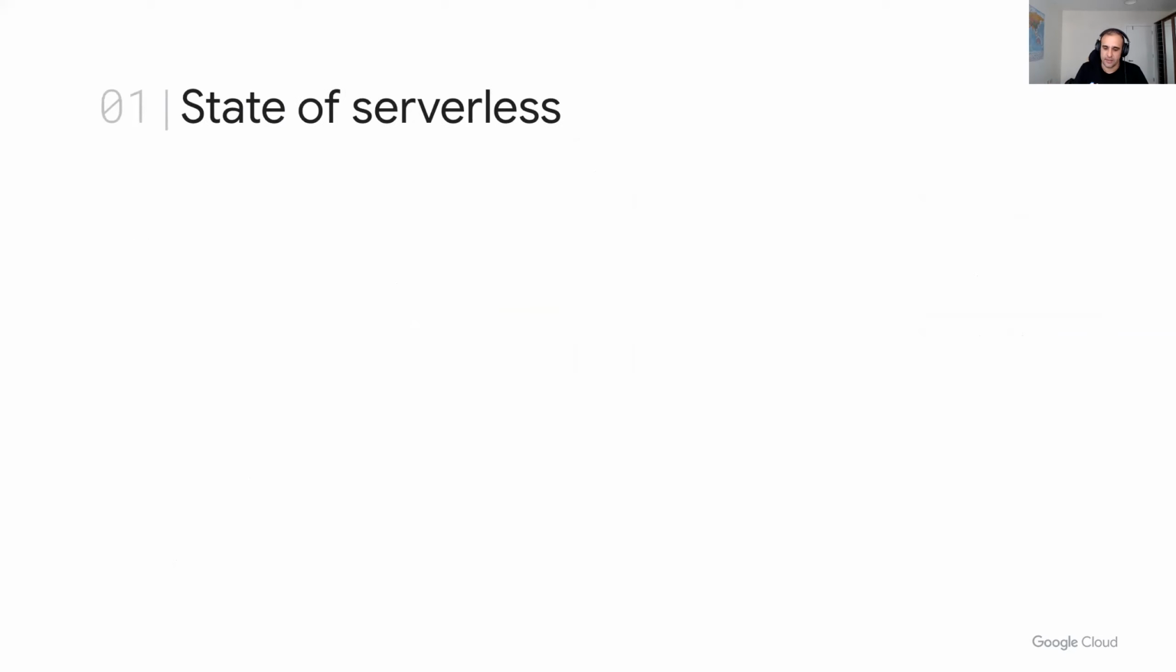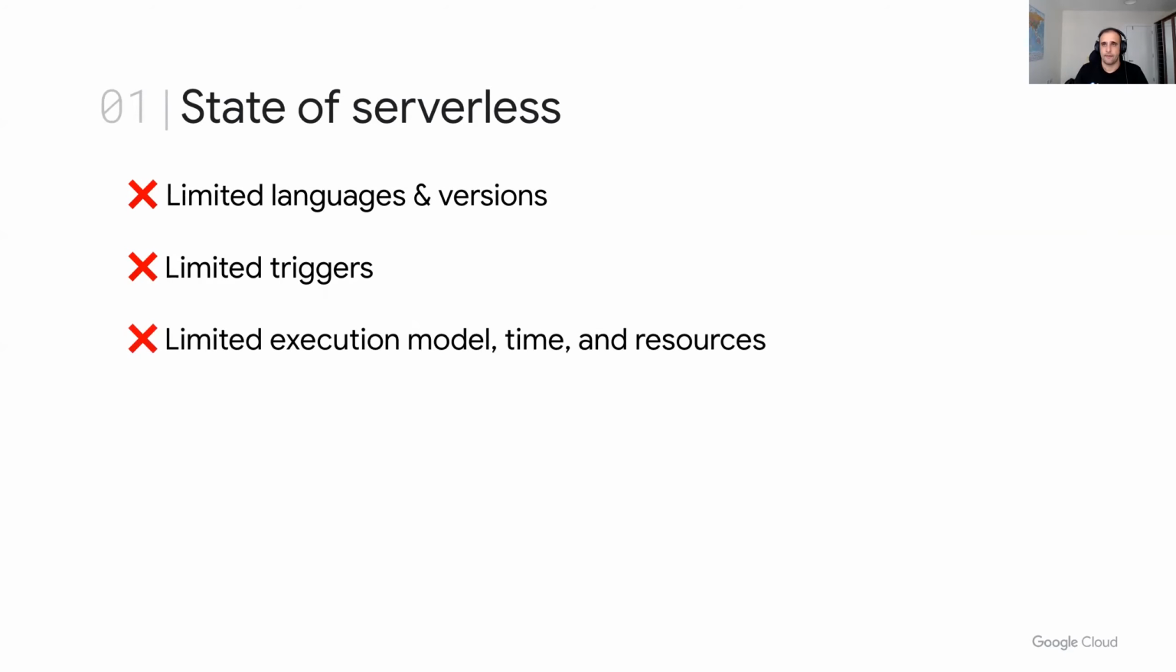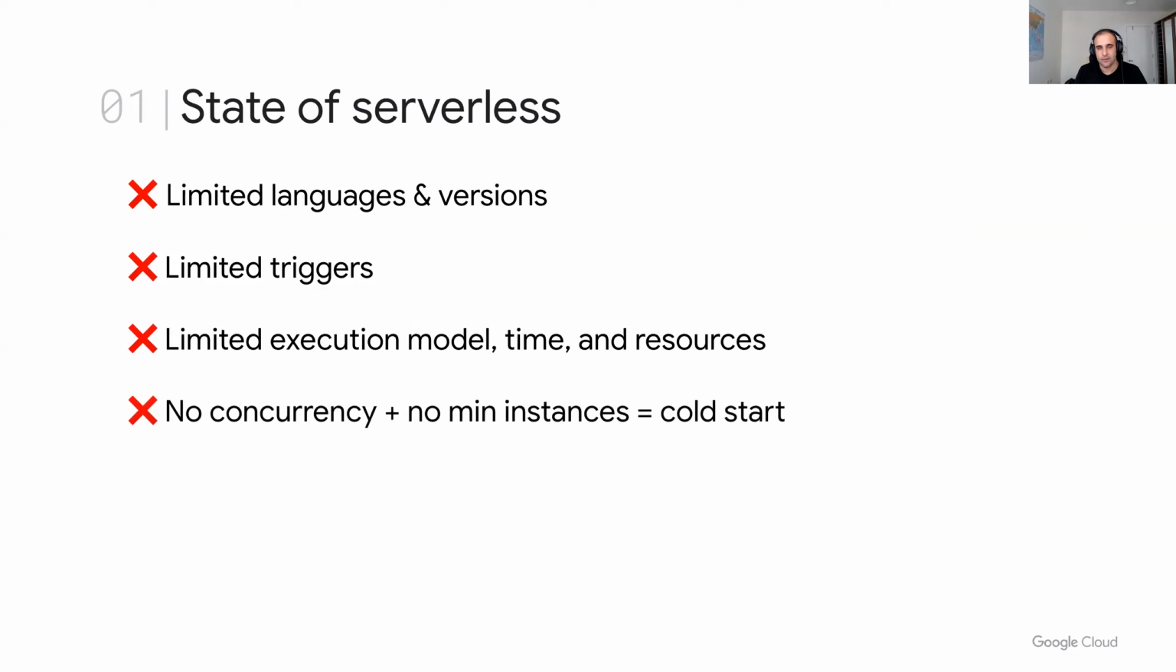All right, so if you look at this phase of serverless, we had functions, but they were limited in languages and limited in the versions of the languages. We had some triggers, mainly HTTP driven, but they were really limited. We had some CPU and memory, but they were really limited, so you couldn't run anything big or long running on functions. We had this cold start problem because we didn't have concurrency, and we also didn't have minimal instances.